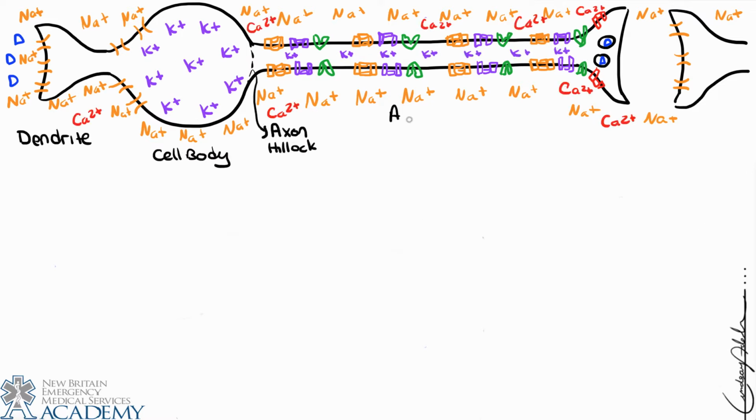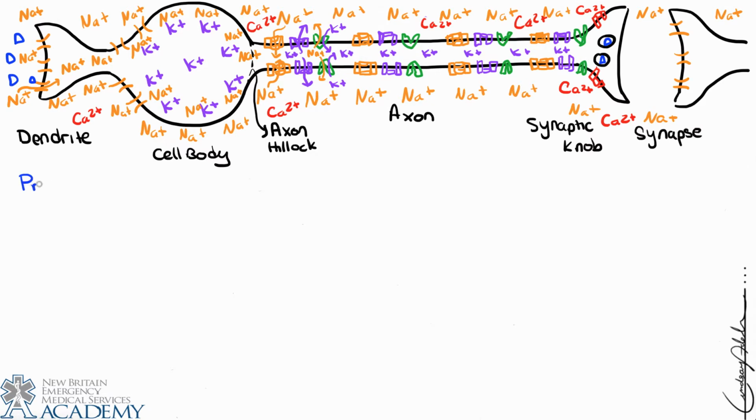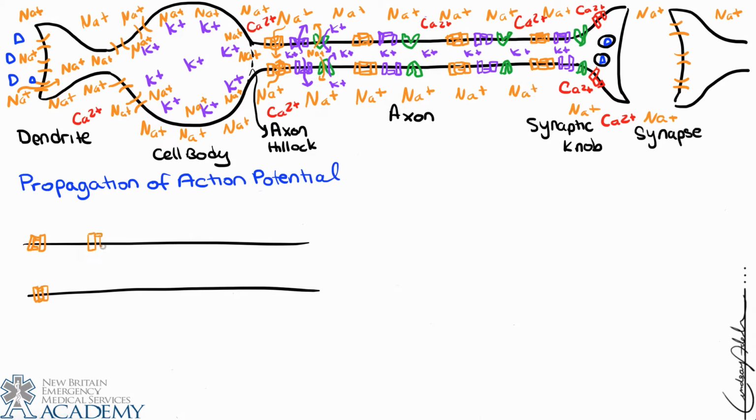And so what we're going to do now is redraw the axon, and just highlight the sodium channels. So instead of drawing all of the channels that would be present, we're just going to draw the sodium, but we know that the other ones are still there. And I want to talk a little bit about how the action potential actually moves down the axon and why it moves only in the forward direction.